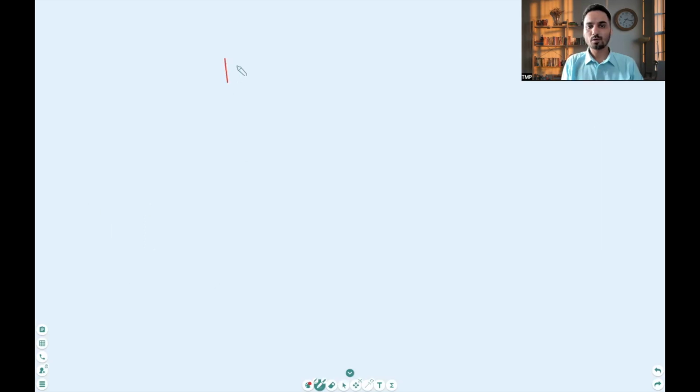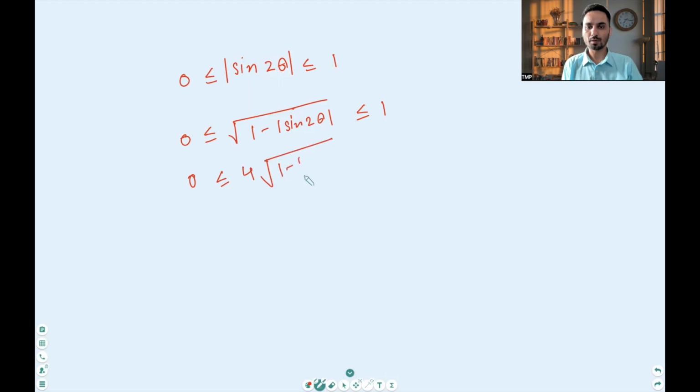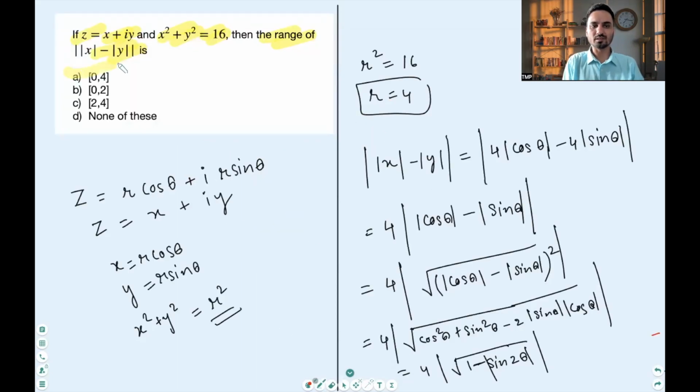And we know that modulus sine 2 theta will always lie between 0 and 1, including 0 and 1. That means square root of 1 minus modulus sine 2 theta will also lie between 0 and 1. Multiplying throughout by 4, we'll get 0 less than or equal to 4 times square root of 1 minus modulus sine 2 theta less than or equal to 4. That means the range of the given function is 0 to 4, including 0 and 4. Therefore, the correct answer is option A, 0 to 4.